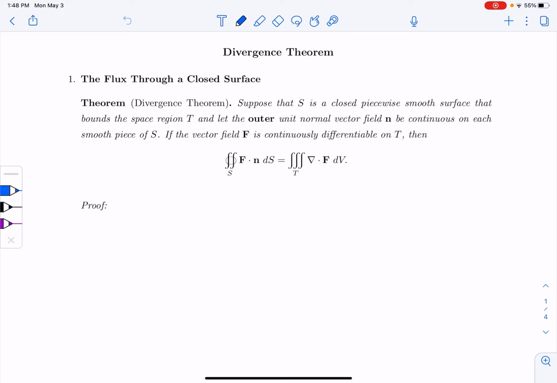So we're going to suppose that S is a closed piecewise smooth surface that bounds the space region T, and we're going to let the outer unit normal vector field N be continuous on each smooth piece of S. Then if the vector field F is continuously differentiable on that space region T, the flux integral, the integral over S of F dot N dS, is going to equal the triple integral over the enclosed space of the divergence, del dot F dV.